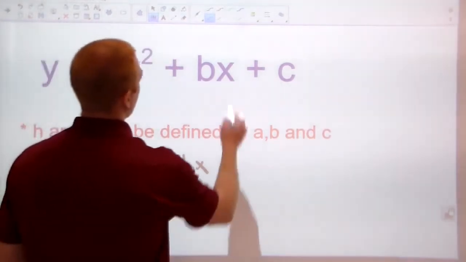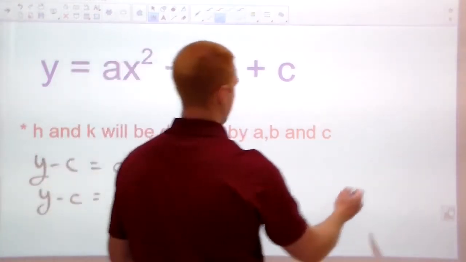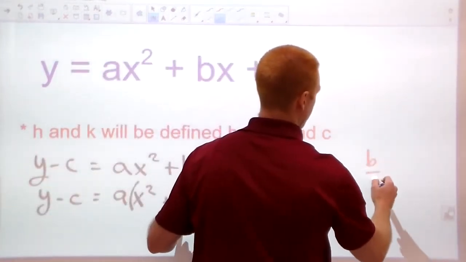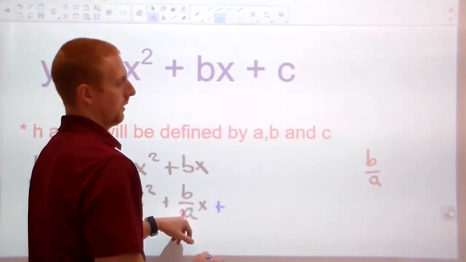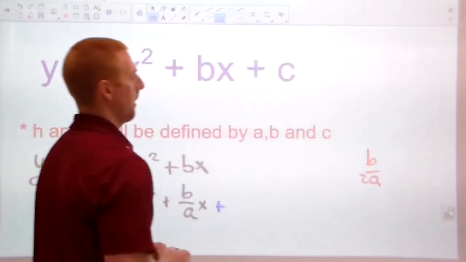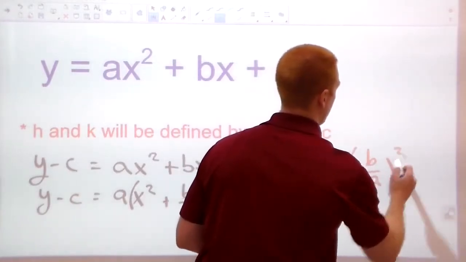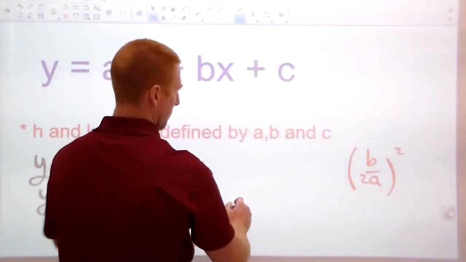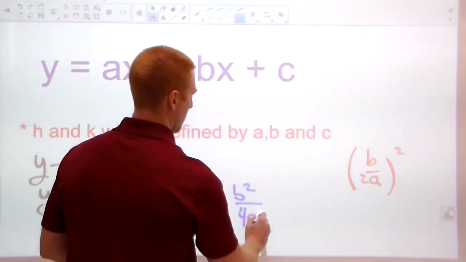That's going to work. Now to complete the square, let me do this off to the side just so we can confirm it. You're going to take b over a, and you're going to divide it by 2, which is multiplying by half, so it'll be b over 2a. And then you're going to square that term. So that's going to be your third term here. It's going to be b squared over 4a squared.